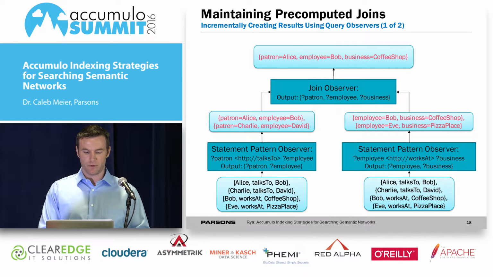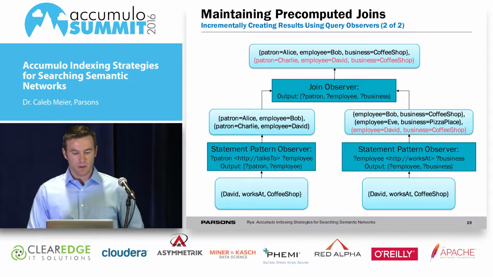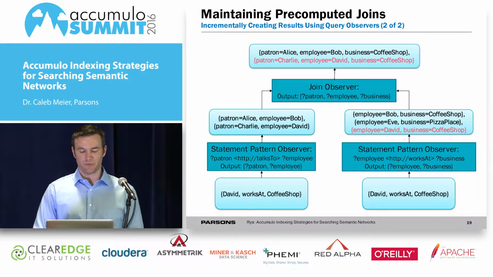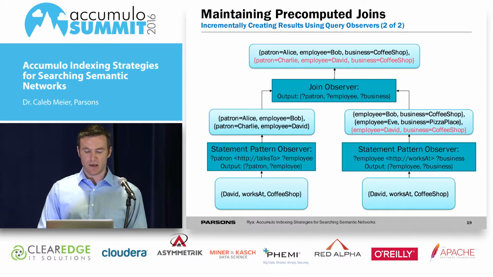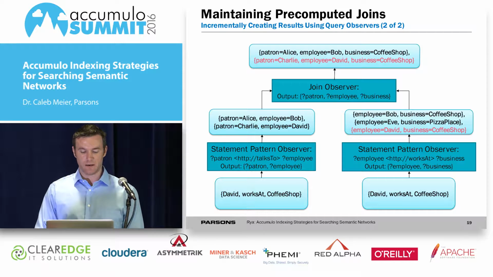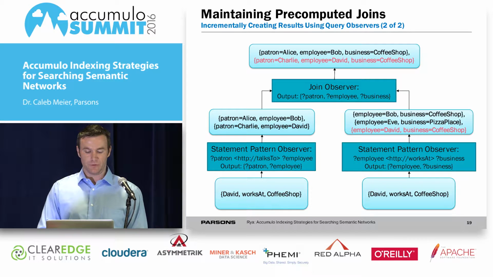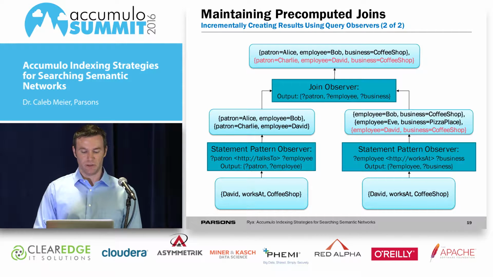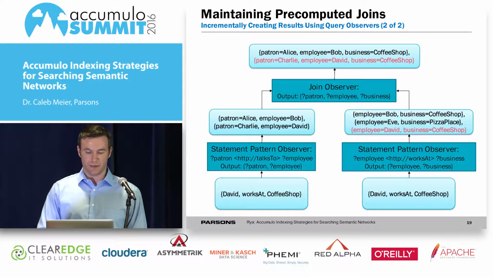So I'll go through the overall view of the app here in a second. So just to provide another example, we get another triple which gets inserted in the system. David works at coffee shop and matches the statement pattern on the right. We then look for values on the left that match the join variable employee. We see that there's an instance of David on the left. We perform that join and then we push it out to our external table.